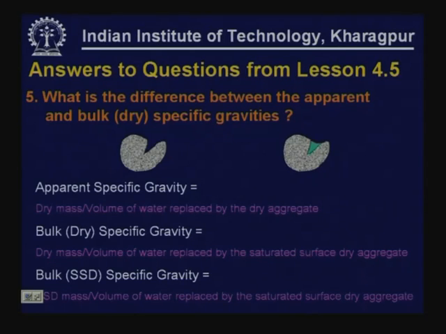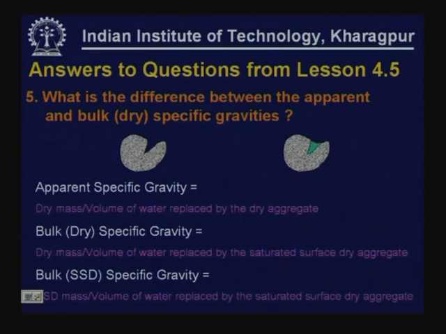But what is different is the volume that we use for calculation. The volume of water replaced by dry aggregate is the volume excluding the volume of the pore that is there on the surface. If you can determine this, that will give us apparent specific gravity. Whereas for calculation of bulk specific gravity, which is dry bulk specific gravity, we have to include the volume of the pores that are there on the surface, which can be penetrated by water. If we include that volume also, that becomes the bulk volume, then we get bulk dry specific gravity.